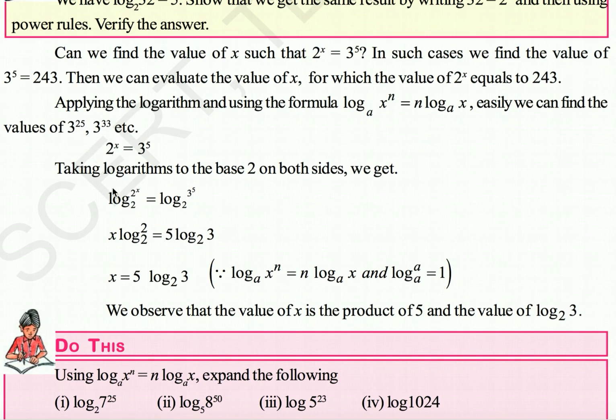Taking logarithm to the base 2 on both sides, this is nothing but x, and this is nothing but 5 log 3 base 2. We observe that the value of x is the product of 5 and the value of log 3 base 2.